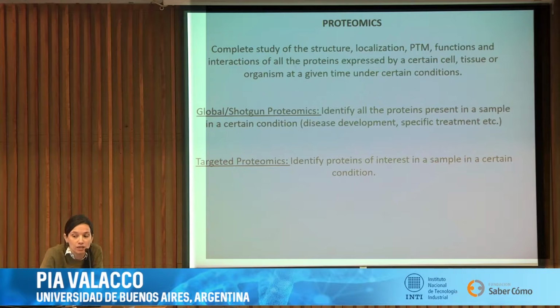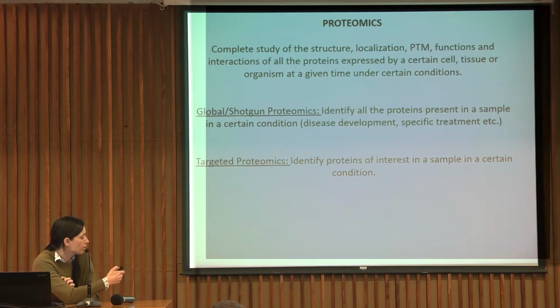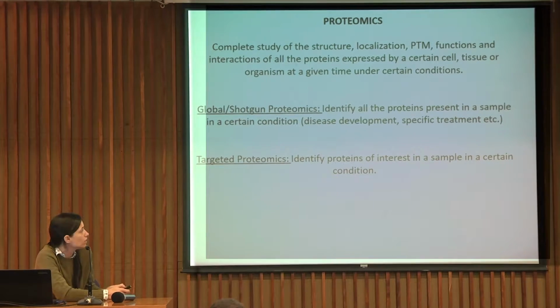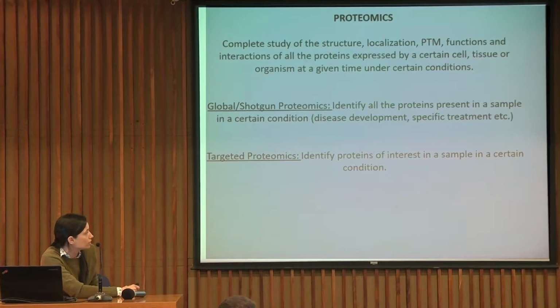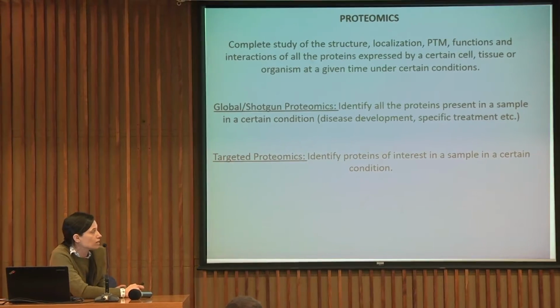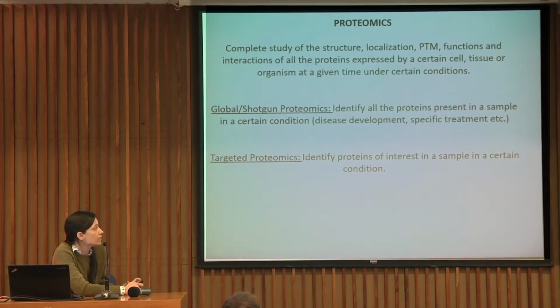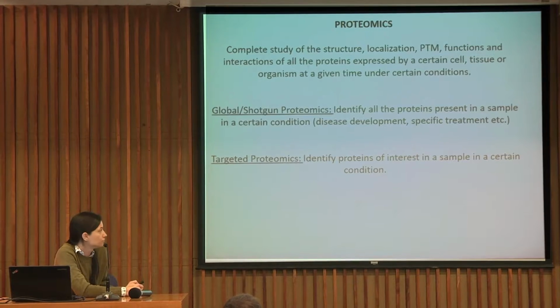Proteomics is the complete study of the structure, localization, post-translational modifications, functions, and interactions of all the proteins expressed by a certain cell, tissue, or organism at a given time under certain conditions. You can perform global or shotgun proteomics experiments where you try to identify all the proteins present in a sample in a certain condition, such as disease development or a specific treatment. Or you can perform targeted proteomics where you try to identify proteins of interest, a group or an individual protein of interest, in a sample in a certain condition.